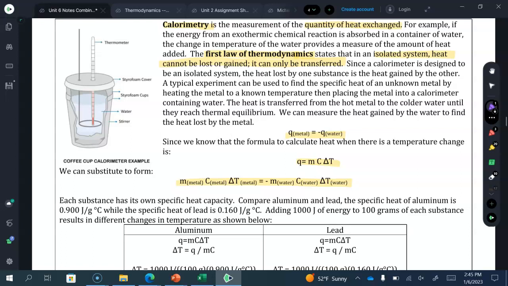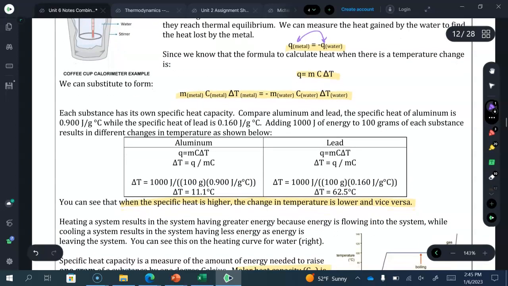The heat is transferred from the hot metal to the colder water until they reach thermal equilibrium. We can measure the heat gained by the water to find the heat lost by the metal. So this is actually a lab we will do in class, and we know through thermal equilibrium and the first law of thermodynamics that the heat lost by the metal is the heat gained by the water, or that they're opposite. Lost by one is gained by the other. So they should have opposite signs.